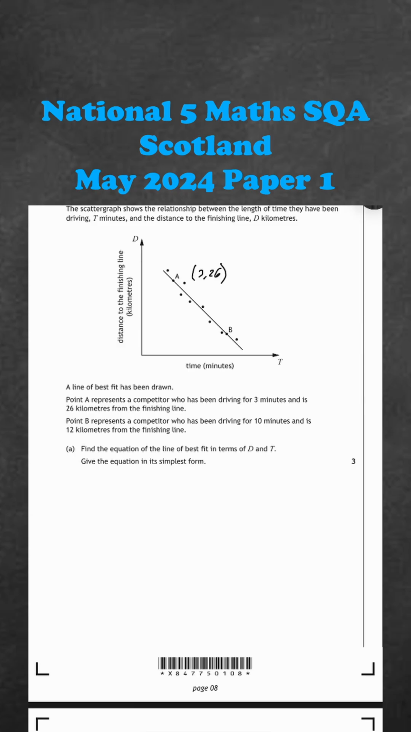Point B represents a competitor who has been driving for 10 minutes and is 12 kilometers from the finish line. Find an equation of the line of best fit in terms of d and t. Give the equation its simplest form. So first, let's find the gradient, which is going to be change in d over change in t. Difference in d over difference in t, so we go from 26 to 12, so it's going to be 14 on the top, and we go from 3 to 10, which is going to be the other direction, so minus 7, so our gradient is minus 2.